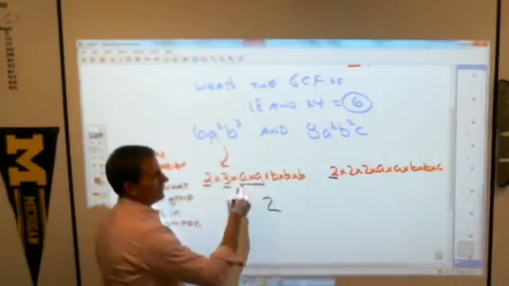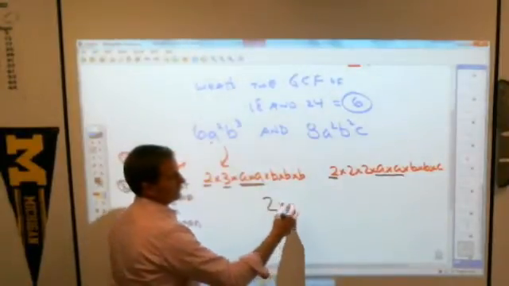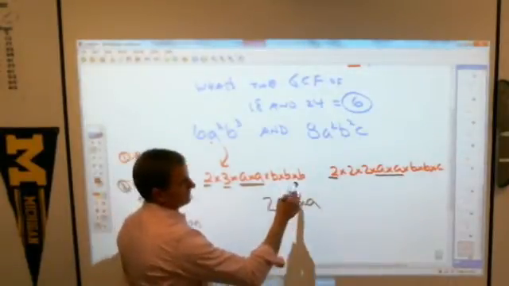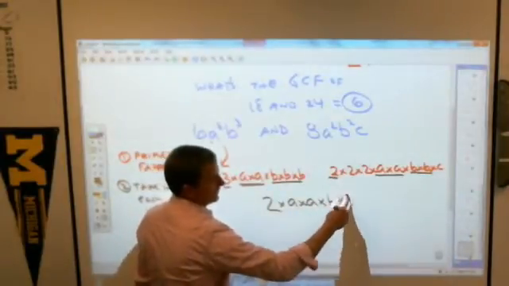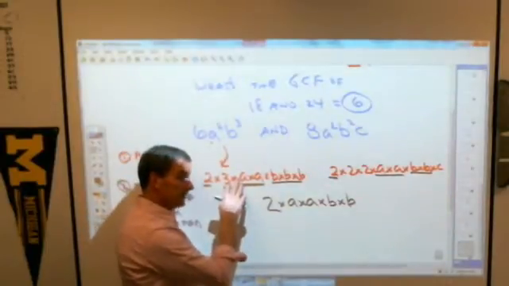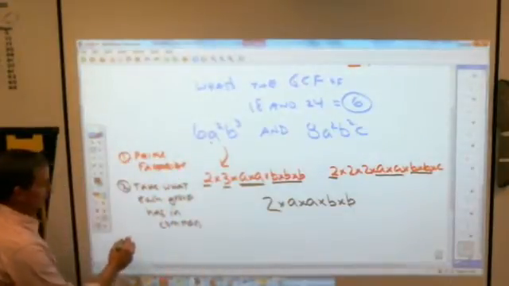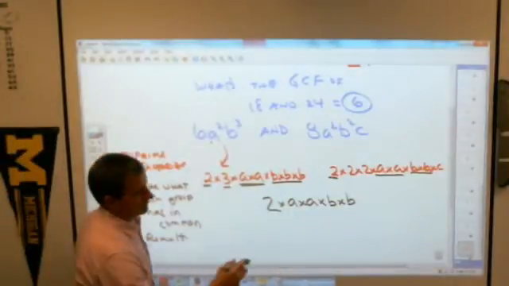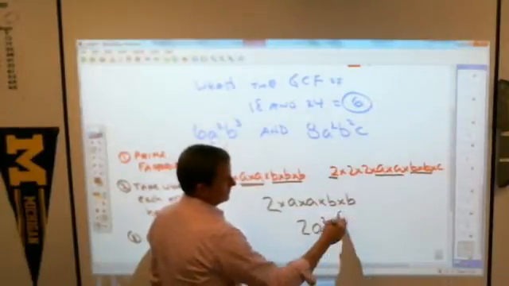Looking at the a's, what do they have in common? They both have 2 a's, so you take 2 a's. Looking at b's, what do they have in common? This one has 2, this one has 3, so they both have 2. It's what they have in common. And looking at c's, this one doesn't have a c, so they don't have any c's in common. And then step 3 is remultiply, which gives you 2a squared b squared.